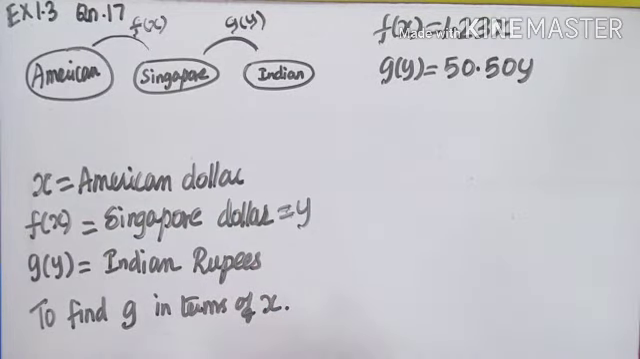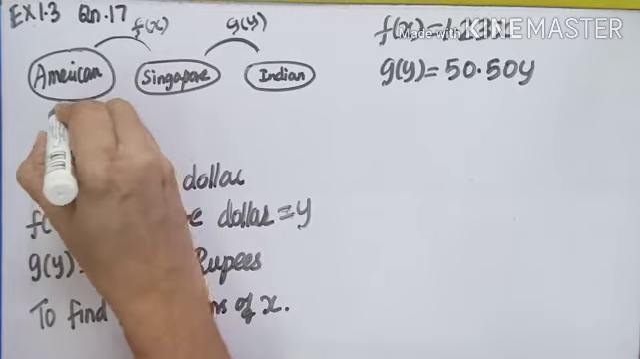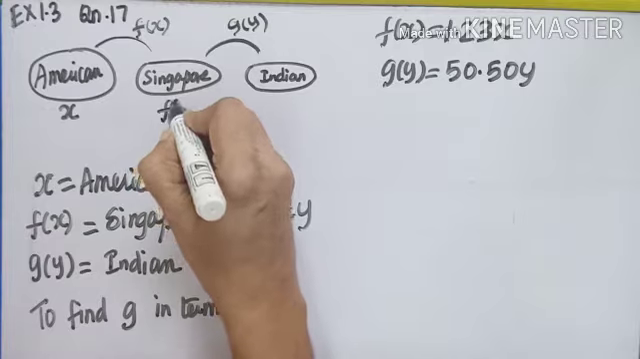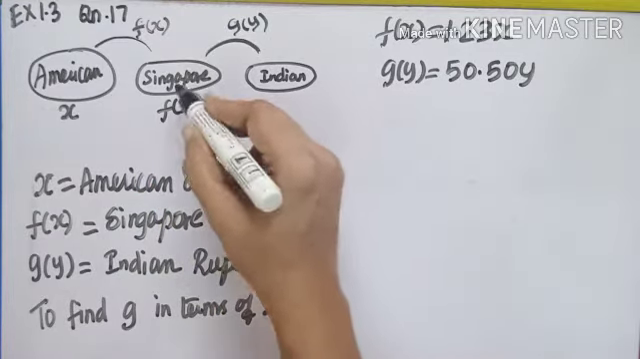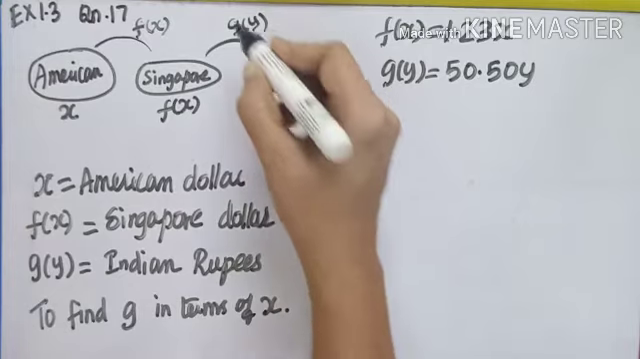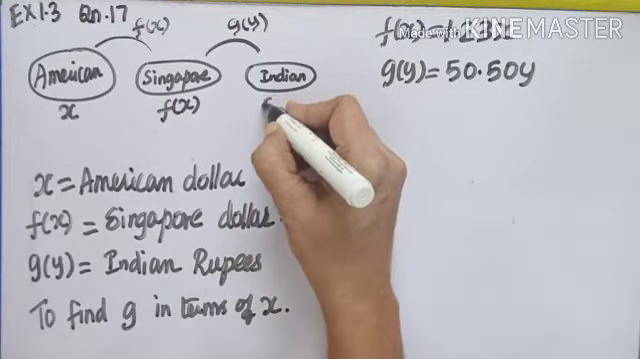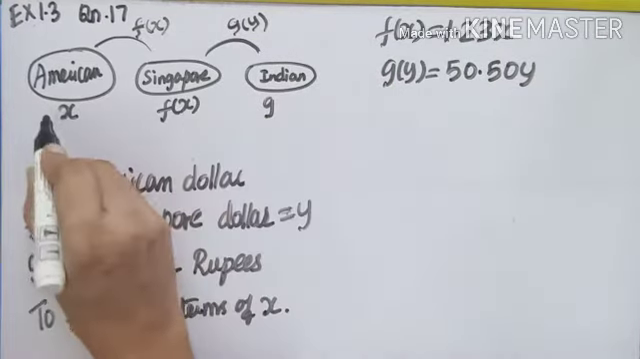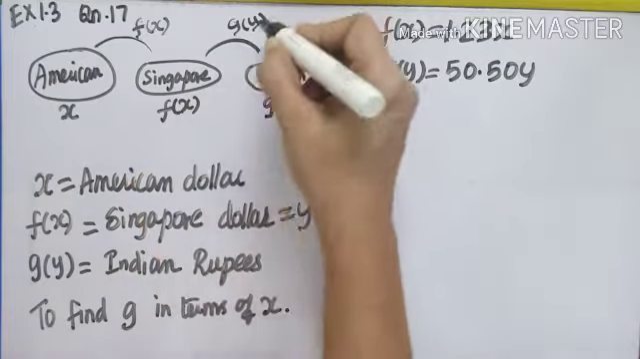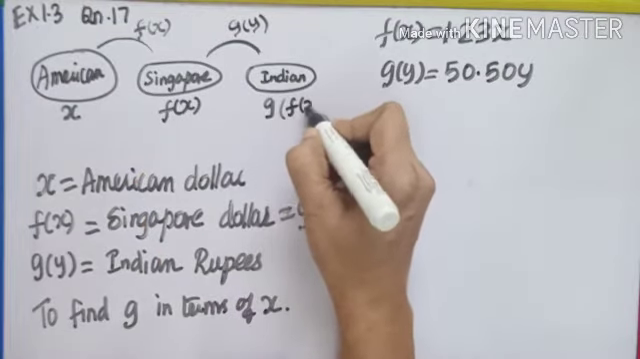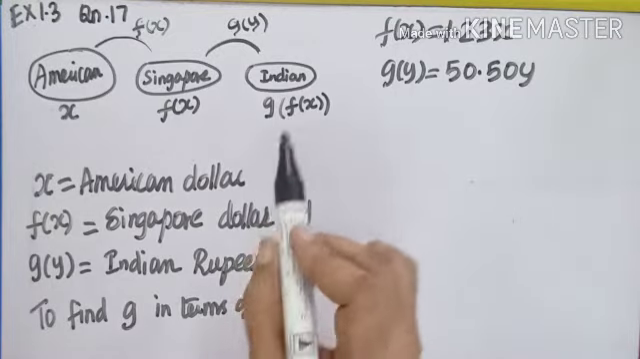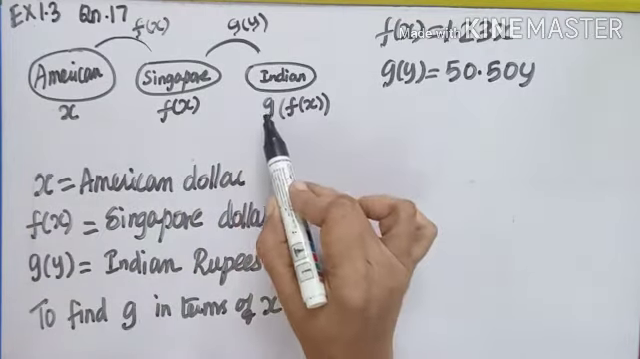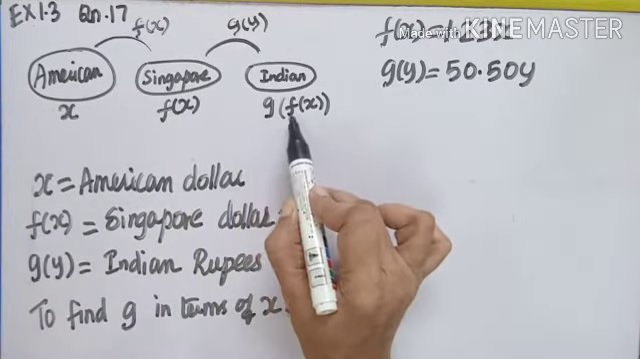Understand it in this way. American, it was x. As I convert it to Singapore, it became f(x). When it goes on to Indian, it is g(y). So what is y actually? Singapore, they said y. But we have found out it is f(x). So what is y? g(f(x)). So Indian rupees I want from American dollars; my answer is g(f(x)).